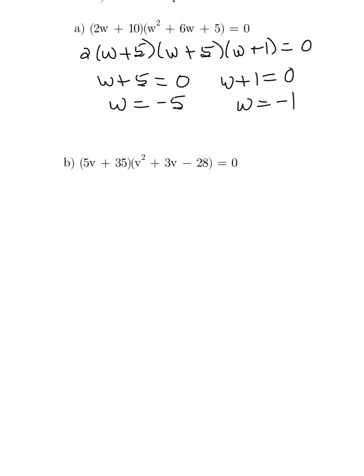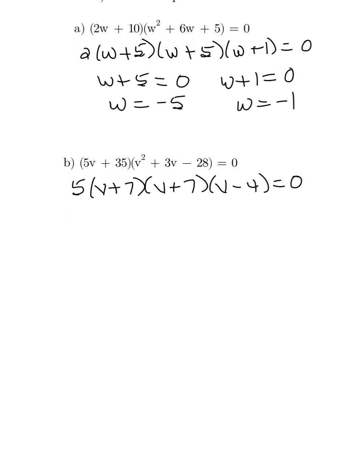Our next example is very similar to the one that we just did. When you look at that first quantity, there's a 5 that goes into both terms. So we're going to pull out a 5. 5v divided by 5 leaves us with v. 35 divided by 5 leaves us with 7. The second quantity of v squared plus 3v minus 28 factors into v plus 7 times v minus 4 equals 0. Again, what's on the front is a plain number, no variable, so we're going to ignore it.